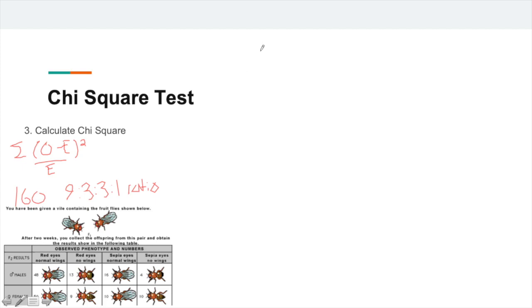All right, so let's start making our table here. We'll make a column for each of our phenotypes, and then we'll add them up. Our first column, we'll do red eyes and normal wings, and we'll just make it look like that for now. It doesn't really matter that much how you denote it, just as long as you pay attention. Then we'll do red eyes and no wings, sepia eyes and normal wings, and then sepia eyes and no wings.